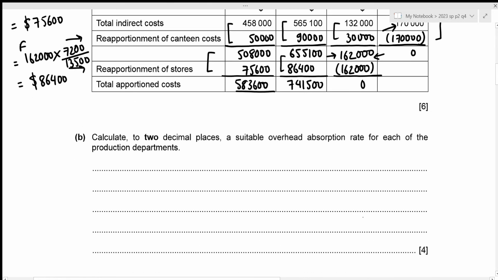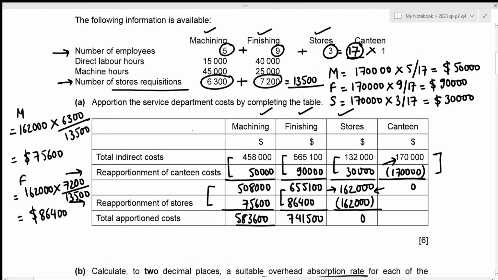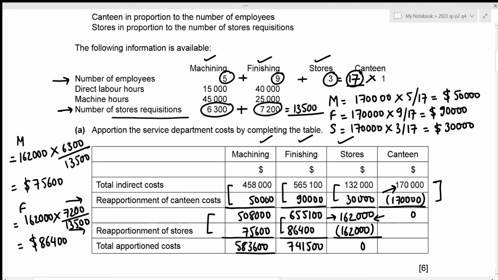We now need to calculate to 2 decimal places a suitable overhead absorption rate for each of the production departments. And for our overhead absorption rate, we just divide the total apportioned cost by either the machine hour or labor hour. And in order to figure out whether to divide by our machine hour or labor hour, we just need to compare those. Okay, so let's compare it.